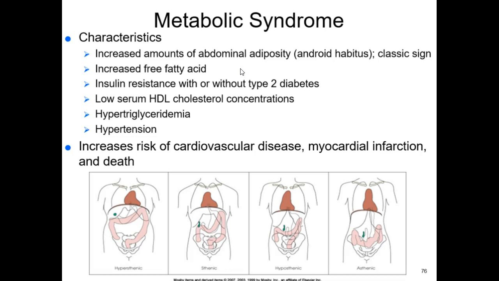Okay, metabolic syndrome, if you're apple shaped. Increased free fatty acids, insulin resistance with or without type 2 diabetes evidence. Low serum HDL, hypertriglyceridemia, you have a lot of triglycerides, and hypertension. Puts you at an increased risk of cardiovascular disease, myocardial infarction, and death.